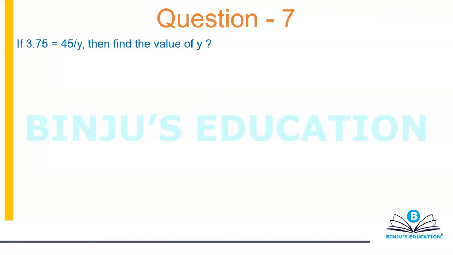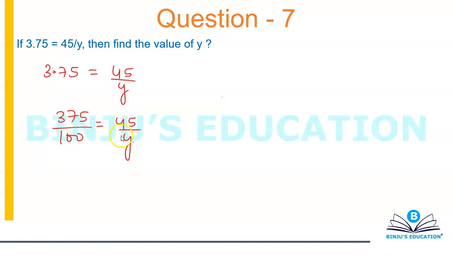Alright, let's try this one. So 3.75 is 45 divided by y. We need to find the value of y. So 3.75, I can write 3.75 is 45 divided by y, which is also 375 divided by 100 is equal to 45 divided by y.